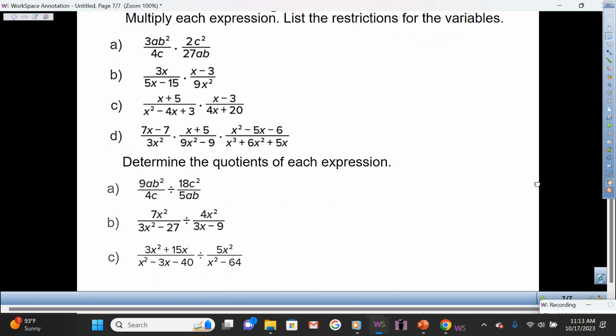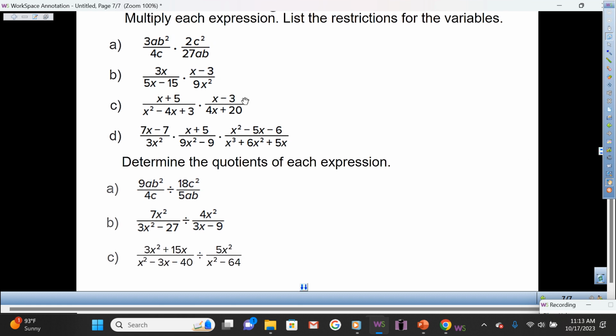So if you notice, problems A, B, C, and D are the only ones that required the excluded value, right? Not the division ones. All right. So with that said, which problem would you like me to go over with you guys? A, B, C, D of multiplication, or A, B, C of division? Any of them? Pretty straightforward.